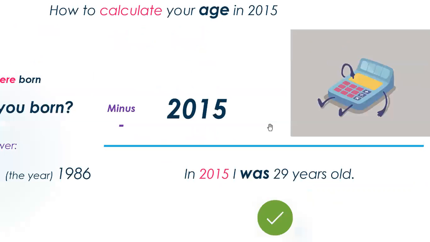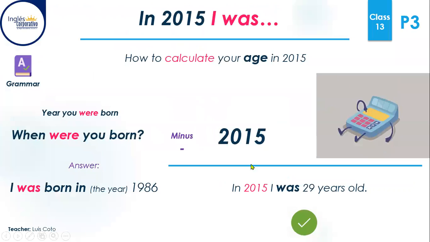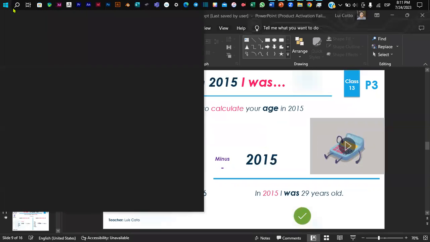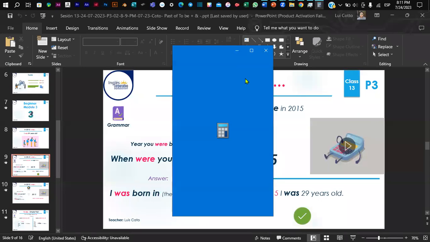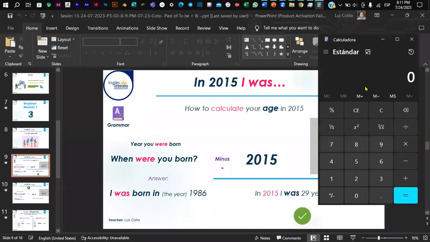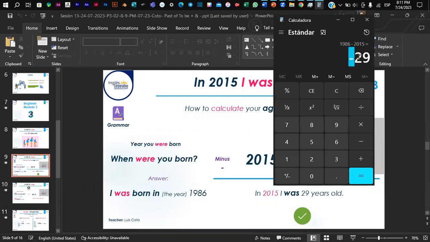In 2015, I was 29 years old. Okay, but that is my age. All right. 1986, check. I'm going to use the calculator. We can use it. Check this. All right. 1986, that is my year, minus 2015 equals, there it is. Check. No mistakes, no error.